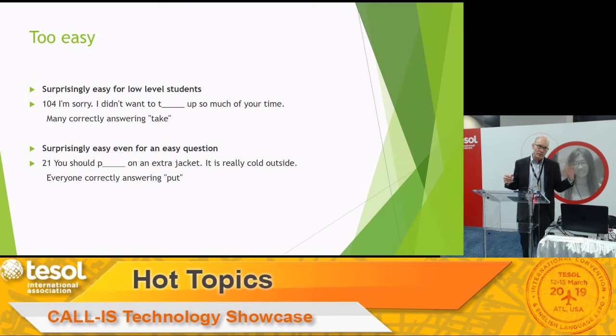Low-level students answered it correctly more often than high-level students, whose knowledge might actually have gotten in the way of that one. They had so many other possibilities for that gap that they answered it incorrectly, where a low-level student just took a wild guess and was able to answer it correctly. So that item is not very useful for my test, and it will be removed in future versions.